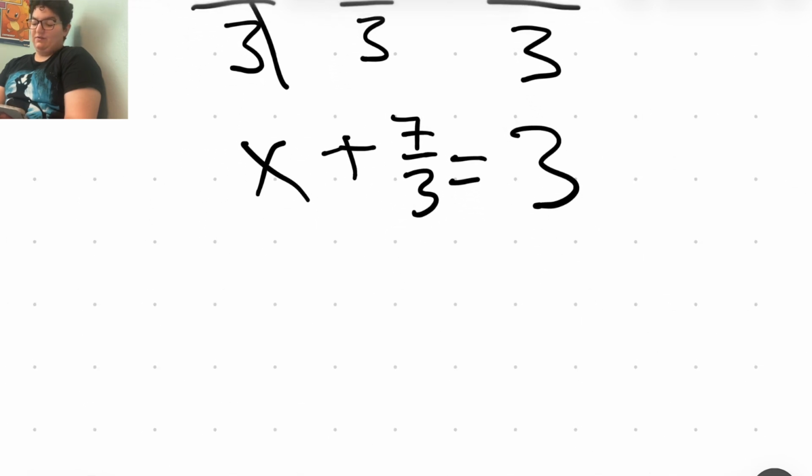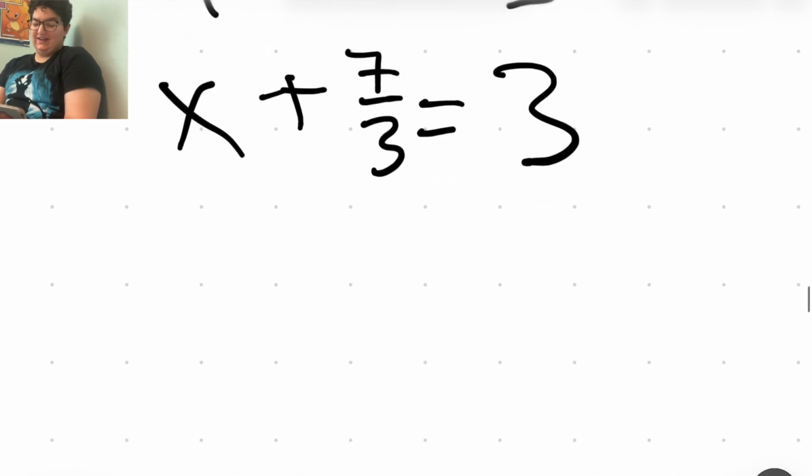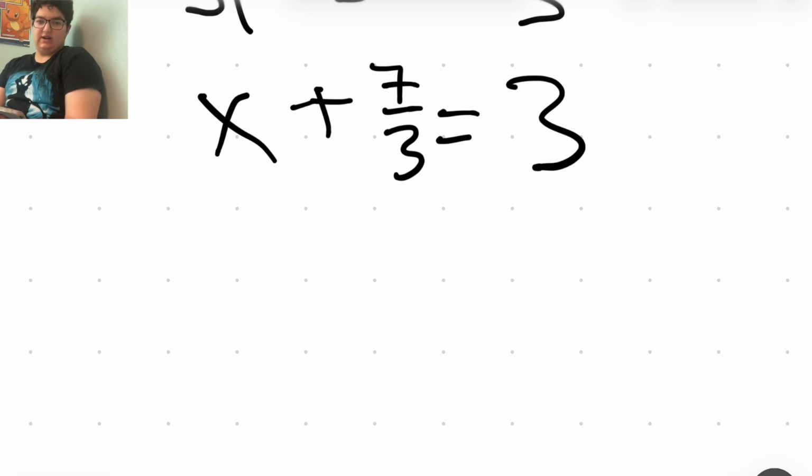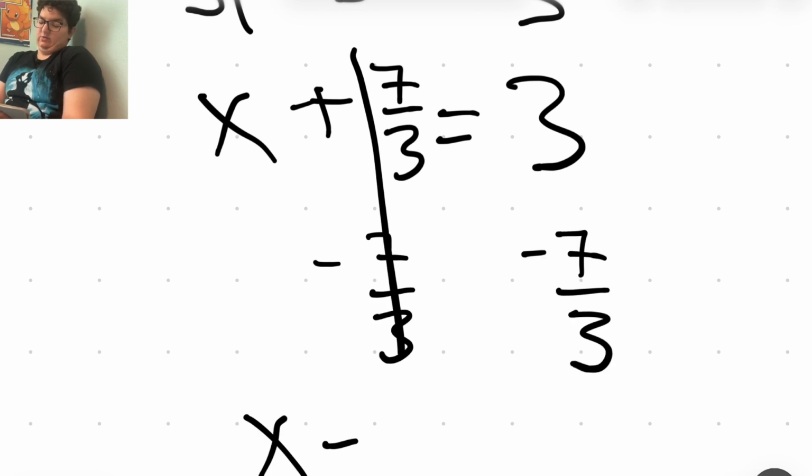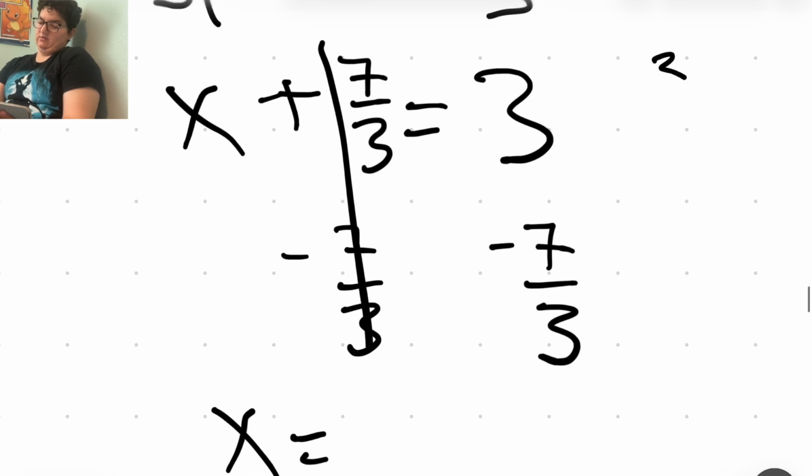And so they're like, well, I don't know what to do from here. It's too complicated now. Now there's fractions. I don't know what to do. Which is totally fair. We can keep going from here. It's harder if you do it in this order, but we can subtract 7/3 from both sides. And then we get x equals, let's see, 3 is the same as 3/1.